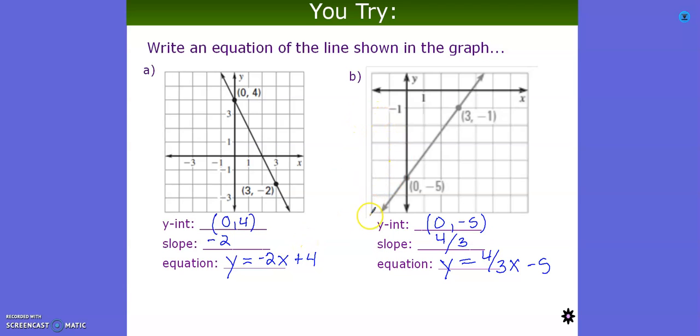For letter B, you can tell my line is sloping positively or upwards as I read it from left to right. So I know my slope is going to be a positive value. My y-intercept is down here at (0, -5). And if I count, I rise up 1, 2, 3, 4. And run 1, 2, 3. My slope is 4/3. My equation is y equals 4/3 x minus 5.